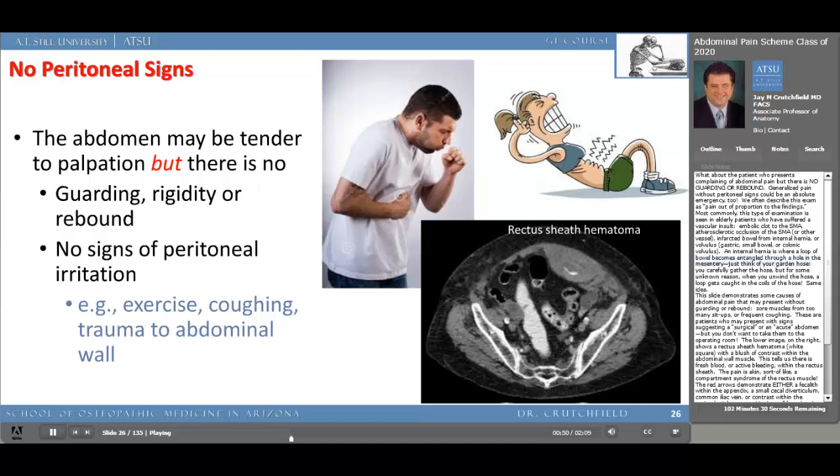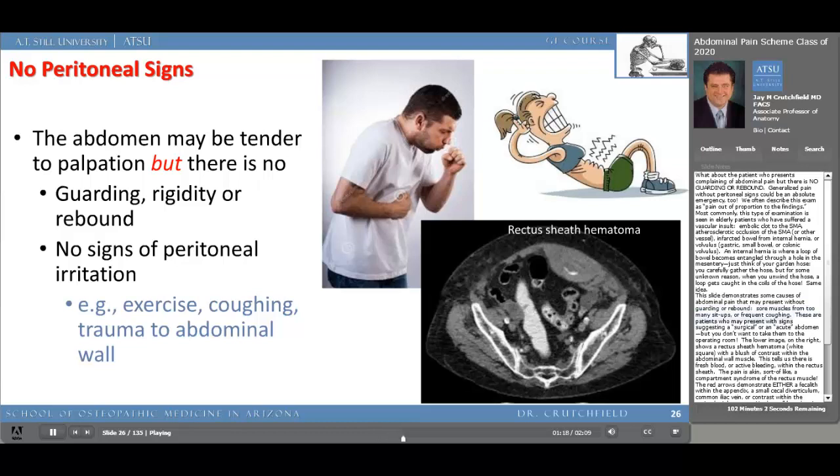It's the same idea. This slide demonstrates some causes of abdominal pain that may present without guarding or rebound. Sore muscles from too many sit-ups or frequent coughing. These are patients who may present with signs suggesting a surgical or an acute abdomen, but you don't want to take them to the operating room. The lower image on the right shows a rectus sheath hematoma, the white square, with a blush of contrast within the abdominal wall muscle.